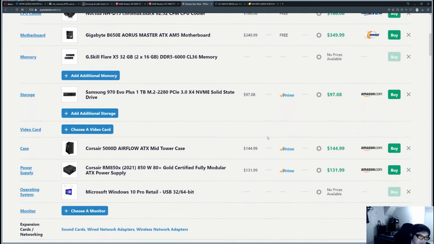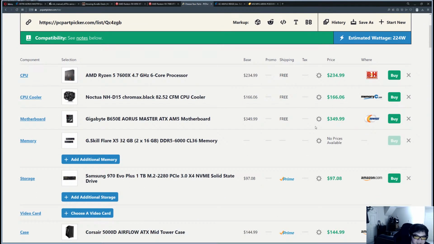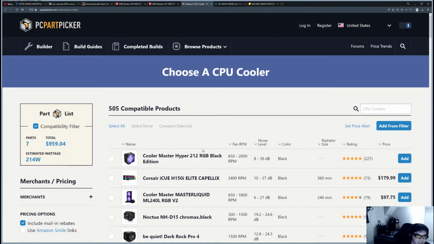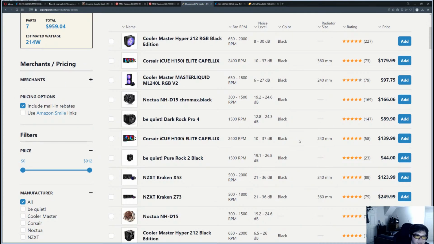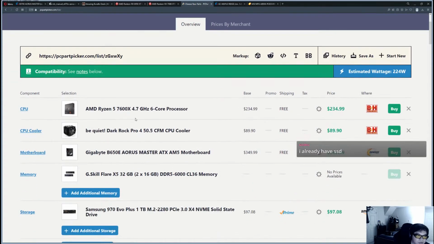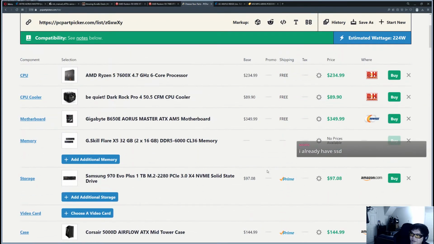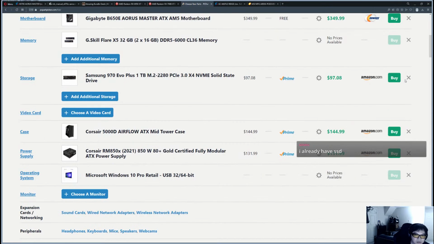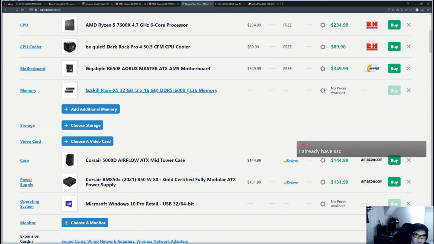So yeah, this is good. Now, you don't have to go with that exact cooler. Well, that Chromax is nice, but if you want to go with the Dark Rock Pro 4, that's fine too. So that's basically the same. Now we're at like 1,000. You already have the SSD, so we'll remove that. So that's like 951 for the memory.